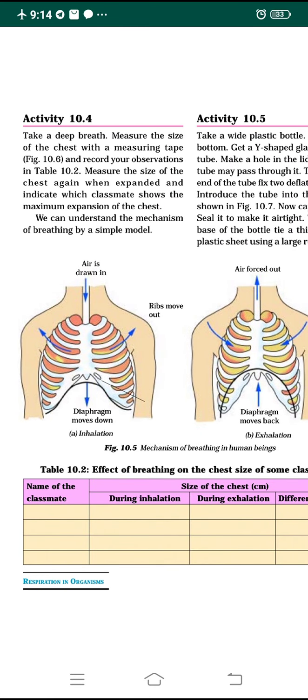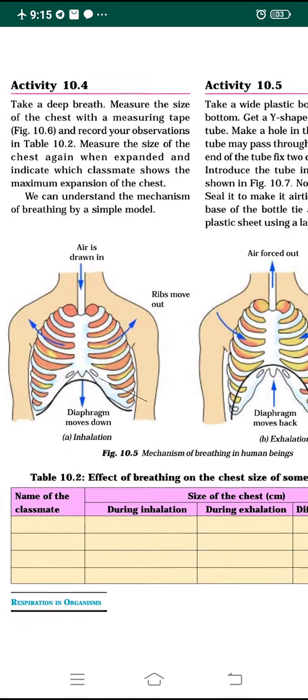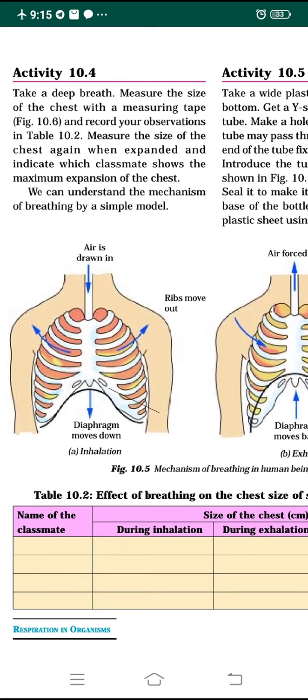Next, you have to make a record of your observations in table 10.2. Measure the size of the chest again when expanded and indicate which classmate shows the maximum expansion of the chest. So observe which of your friends can show the maximum expansion of the chest by taking a deep breath. By this we can understand the mechanism of breathing by a simple model.